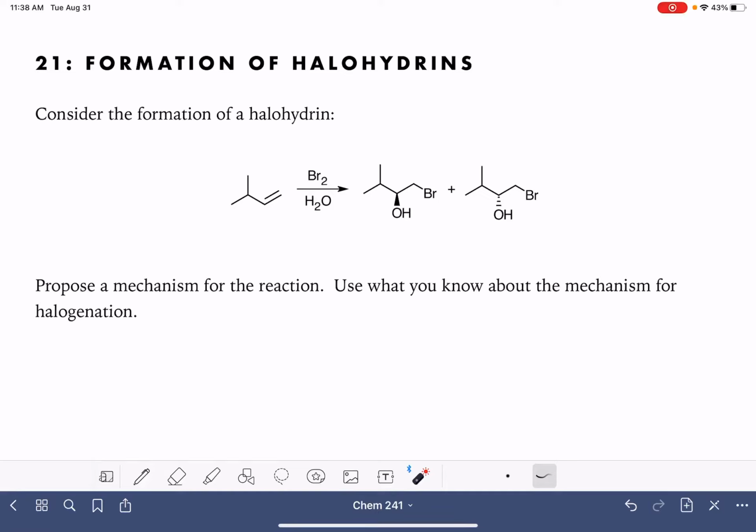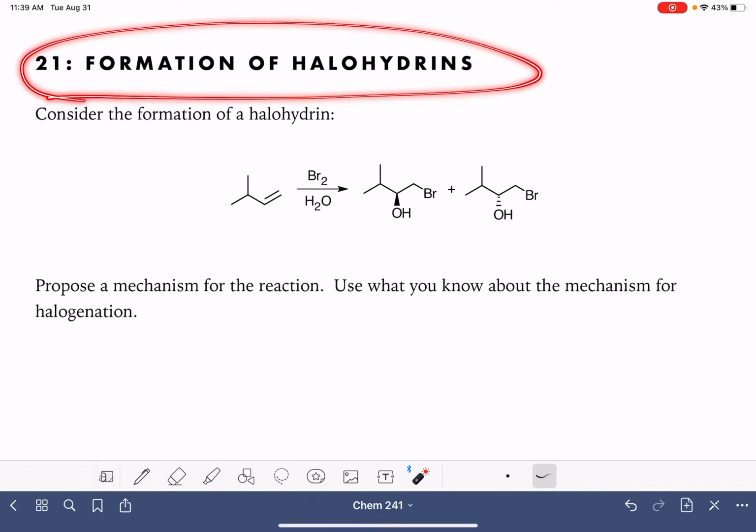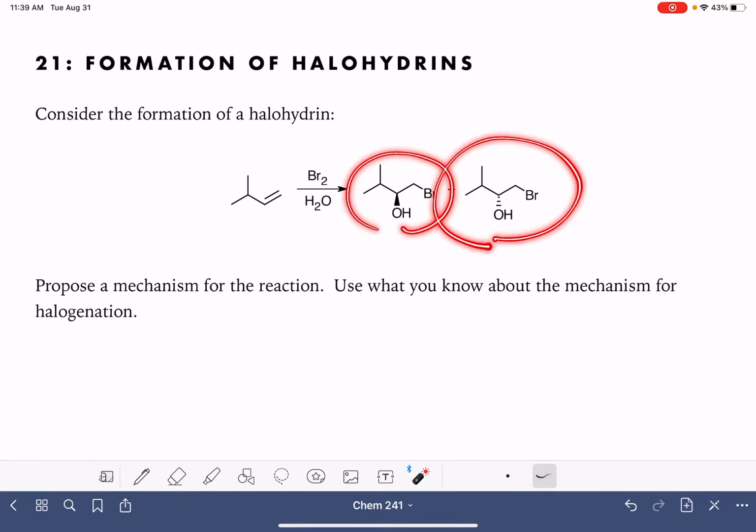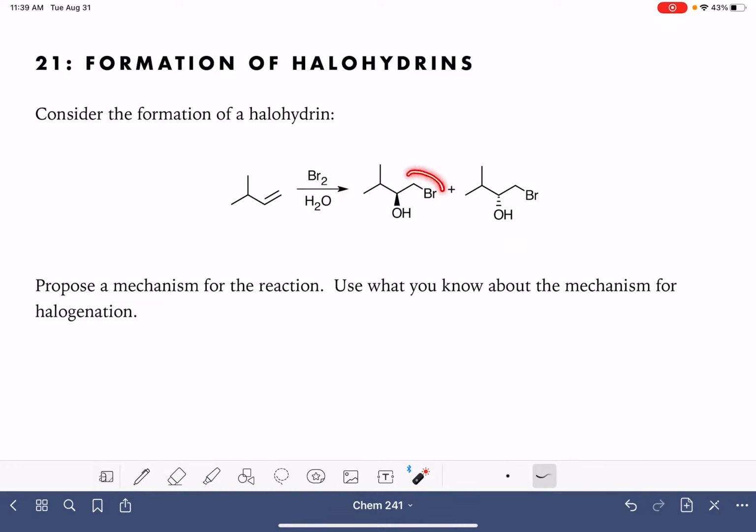On this worksheet, we're going to practice a reaction that is called formation of the halohydrin. Here's an example of the reaction. We're taking an alkene. We're reacting a halogen with it in the presence of water, and we end up with this molecule here, which is referred to as a halohydrin. A halohydrin has a halogen on a carbon atom that is adjacent to an alcohol, or a carbon with an OH group. We're going to begin by proposing a mechanism for the reaction.